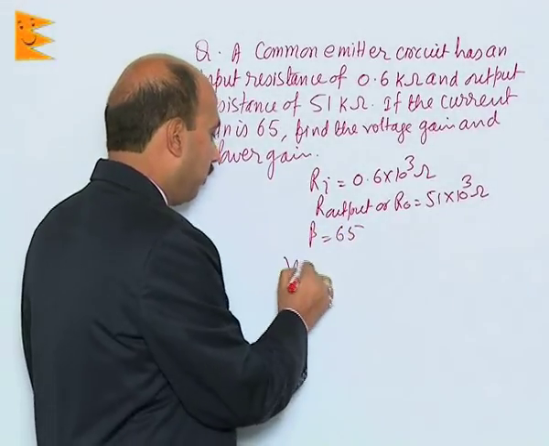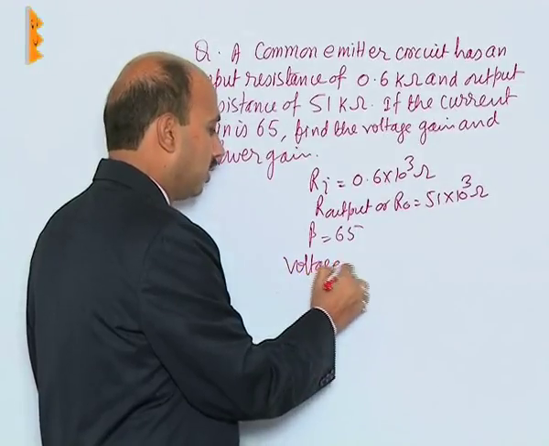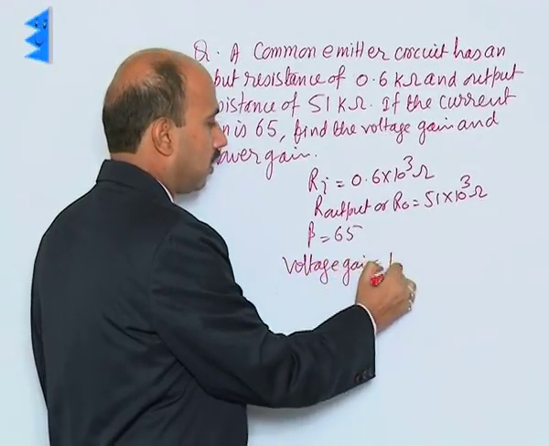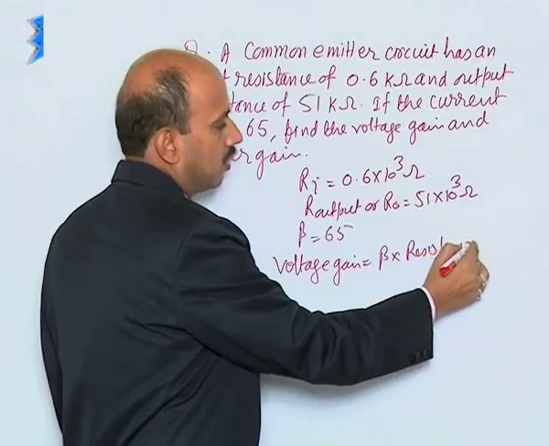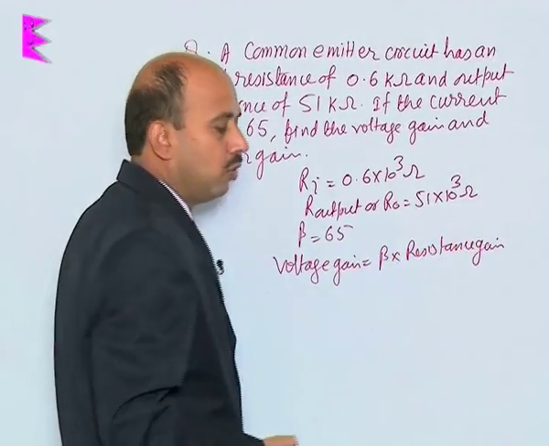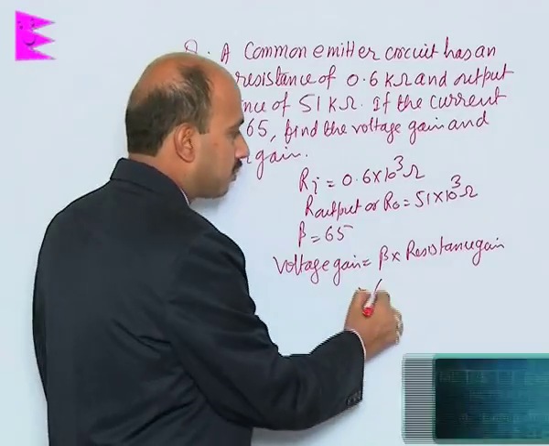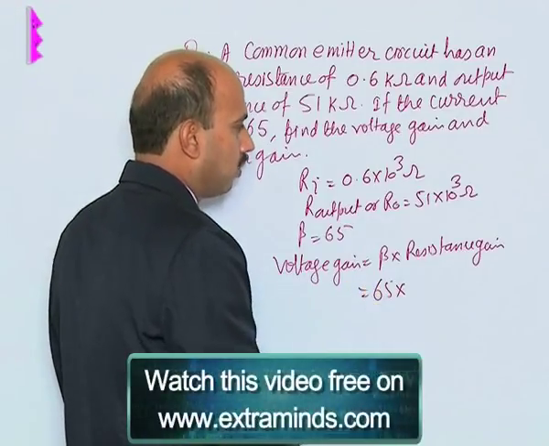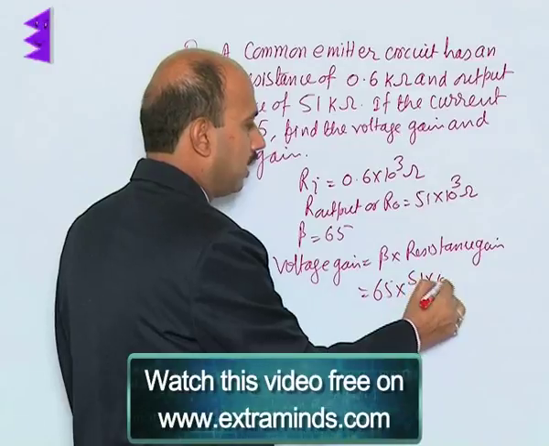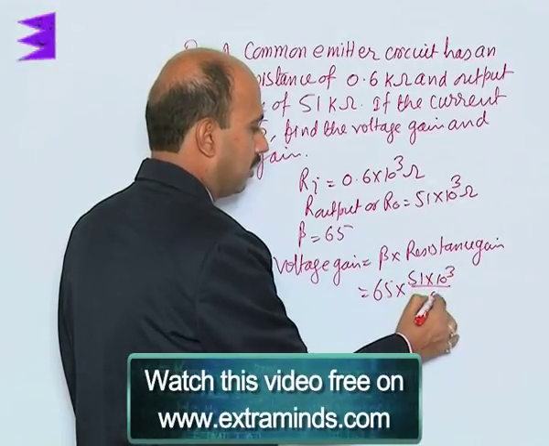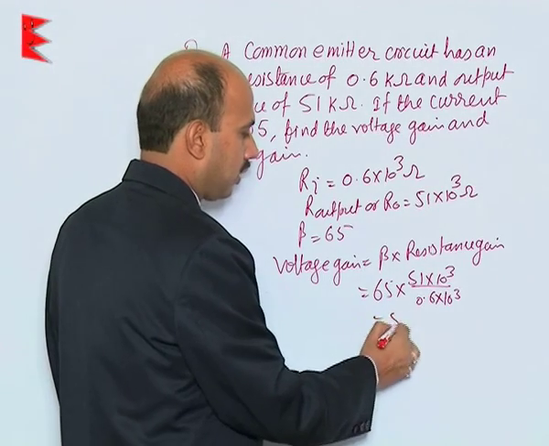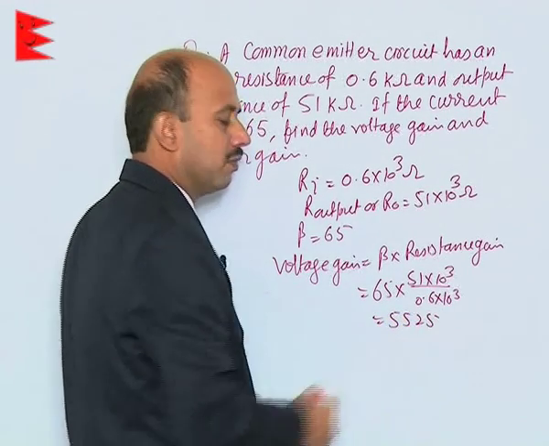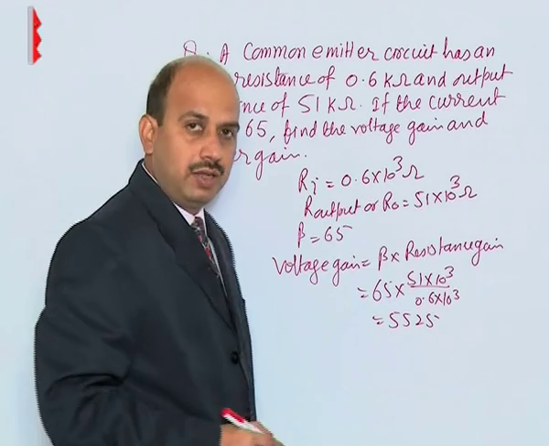We know voltage gain is equal to beta into resistance gain. We have done this formula already. So, we can write 65 into 51 into 10 raised to power 3 divided by 0.6 into 10 raised to power 3, that is 5525. This is the voltage gain.